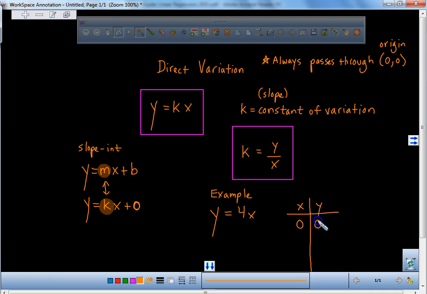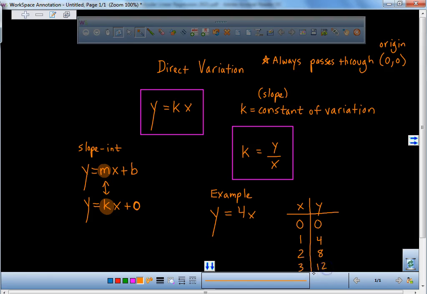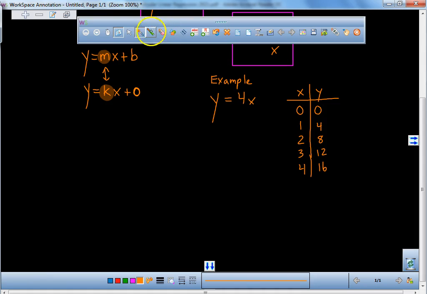Now, if that's y equals 4x, we know it has a 0 and a 0. If I plug in the number 1, what's 4 times 1? 4, right? If I plug in a 2, what's 4 times 2? 8, right? If I plug in a 3, what's 4 times 3? 12. Now I could keep going, right? I could put a 4 right here, and what's going to be right here? 16. Now what I want you guys to do, all right, is look at something interesting. Look at that ordered pair, that ordered pair, that ordered pair, and that ordered pair.